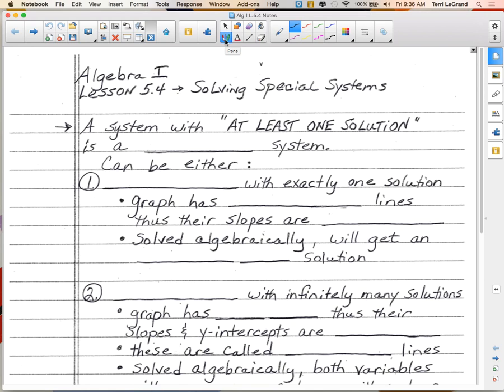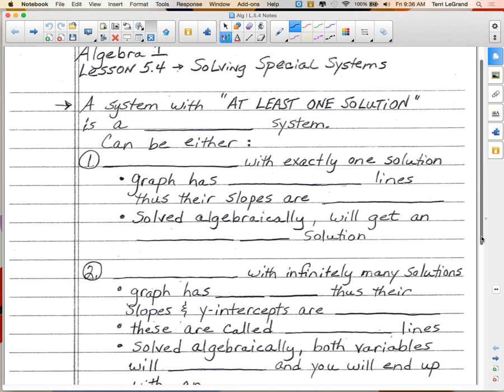The title of this actual lesson is called Solving Special Systems, but included in that will be the type that we've already been solving also. So we're just going to talk about what types of systems there are. We have to be able to name them. We have to be able to talk about what kind of solution they will have.